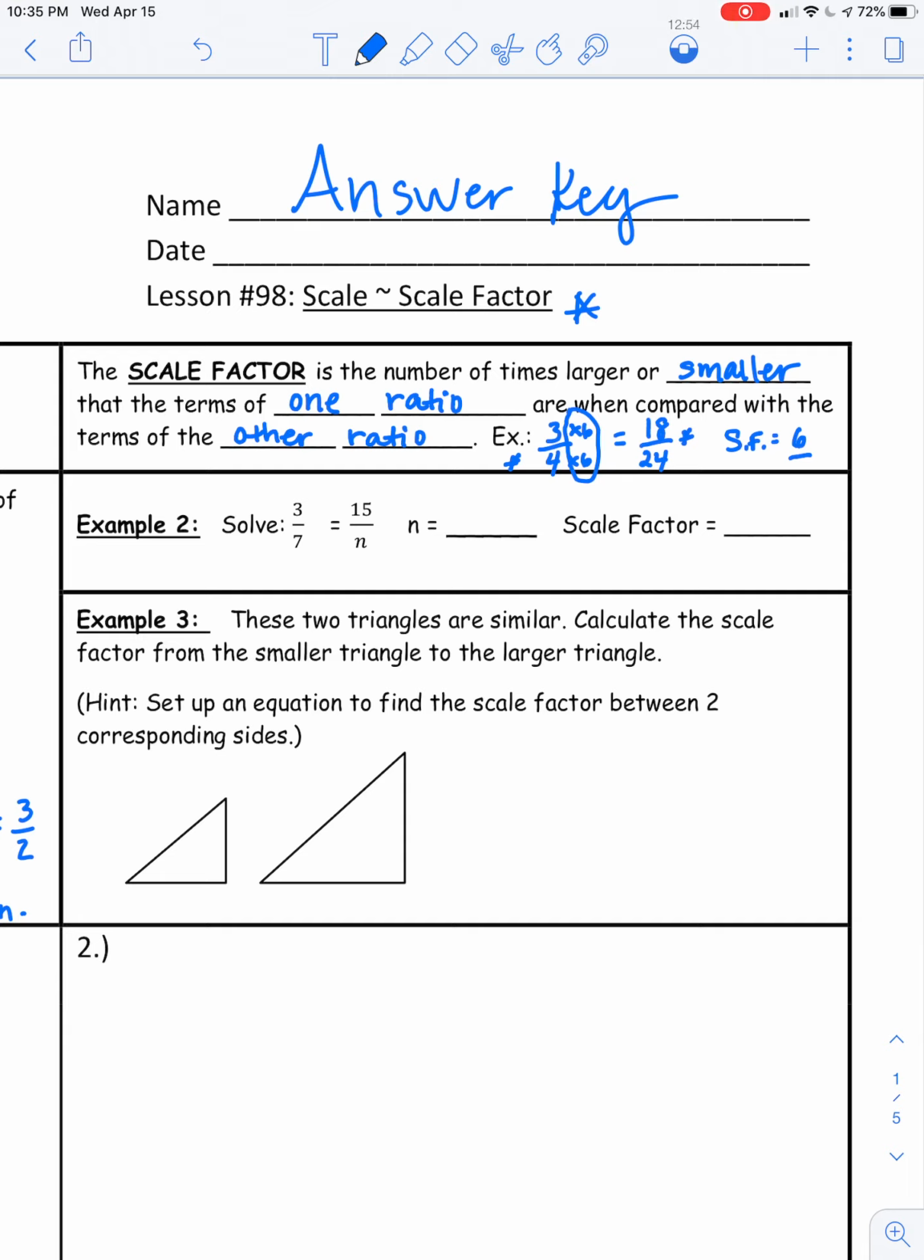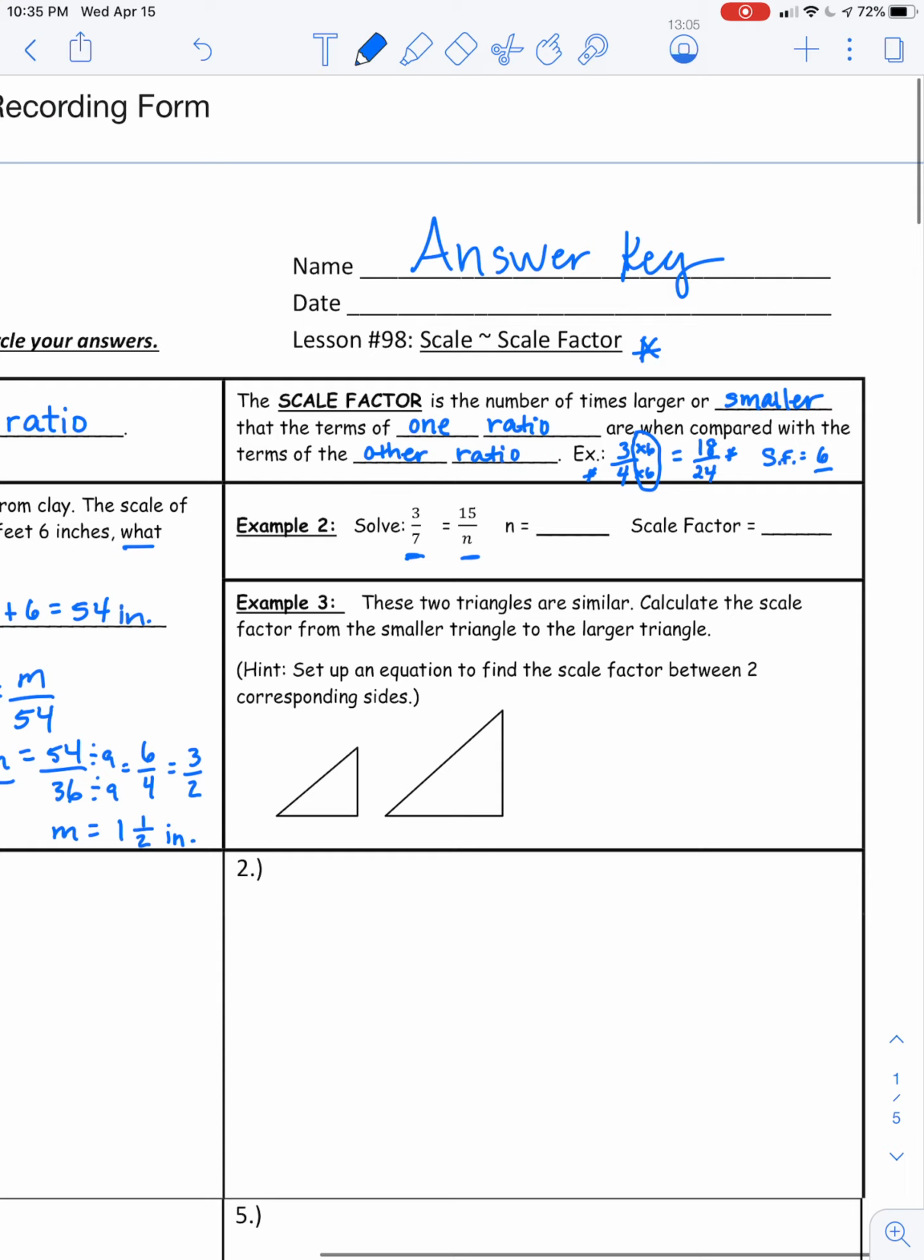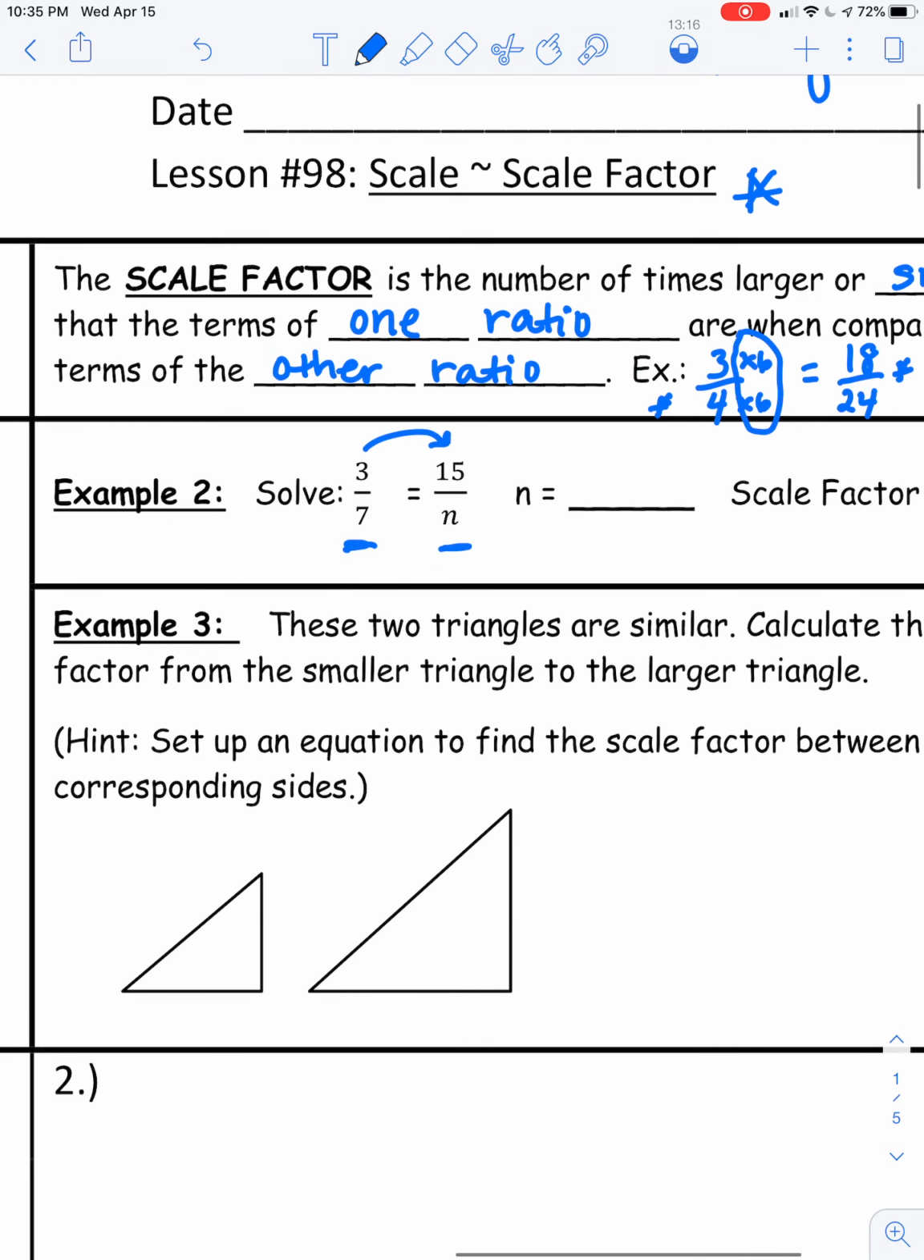So I've got a ratio here of 3 to 7. And I have one over here that is 15 to I don't know what. We have an n here, we have a variable. So we have to figure this out. So when I look at the 3 in relationship to the 15, I try to figure out how much larger 15 is than 3. Well, we would have multiplied by 5. So therefore, n is going to be equal to 35.